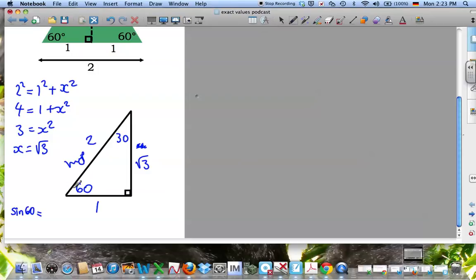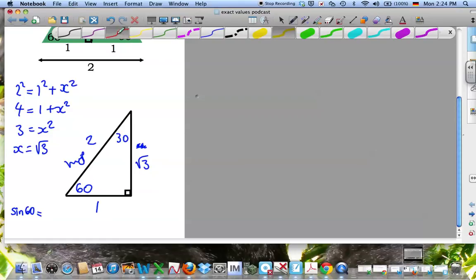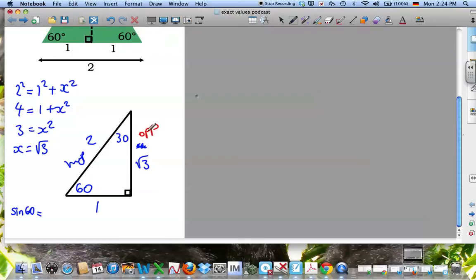So I go to the angle of 60. Remember, the trig ratios are always from the angle. And I know from my SOHCAHTOA that sine is opposite over hypotenuse. And so that means I have root 3, because that's the opposite the 60 degrees, over the hypotenuse, which is 2. If I try another one, I could do tan 30 degrees.